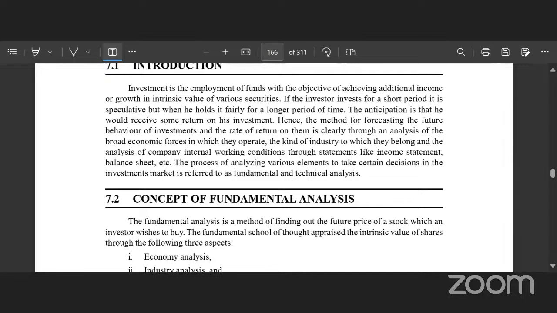So suppose you are investing 100 rupees in equity, we expect the dividends every year, and we also expect the growth in the intrinsic value. That means 100 rupees should become maybe 110 or 120. If the investment is generally for short term, we call it speculative in nature, and long term, we generally call it investments.